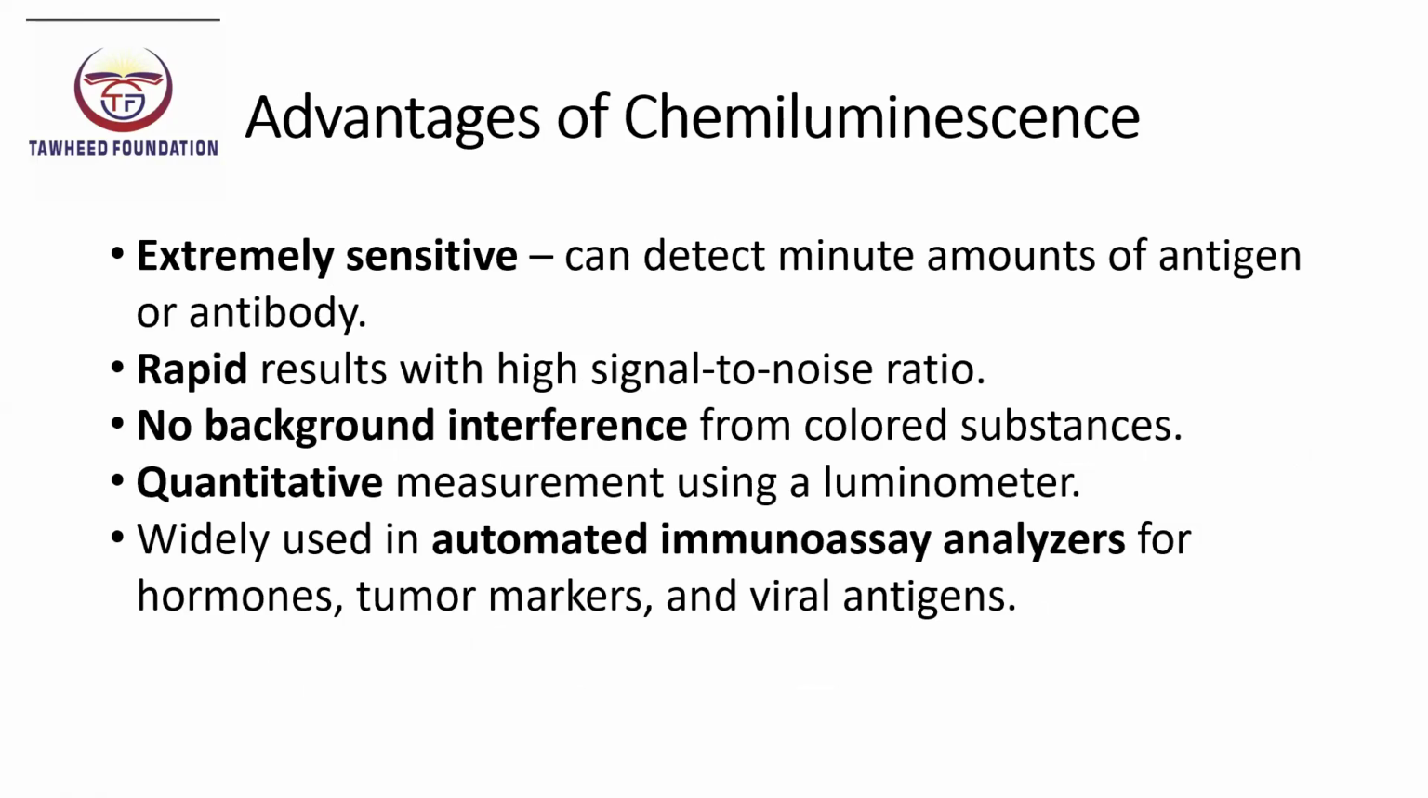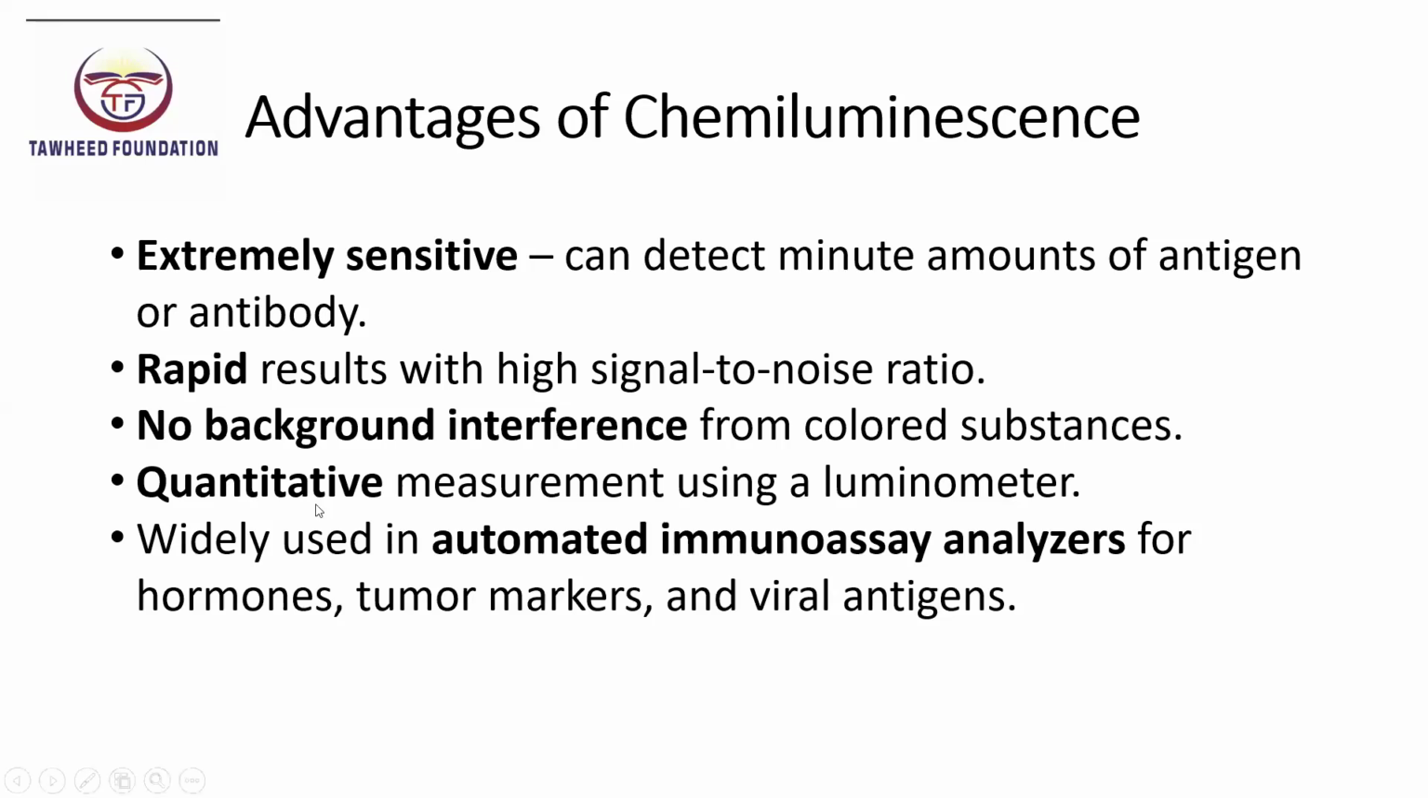Next is advantages of chemiluminescence. Key advantages of chemiluminescence immunoassay include extremely high sensitivity, can detect minute amounts of antigen or antibody, rapid assay completion, fast kinetics allow shorter incubation times, high signal to noise ratio, minimal interference from colored biological matrices, quantitative measurement, automated luminometers provide precise quantitation, automation friendly, widely used in clinical chemistry analyzers for large scale testing.